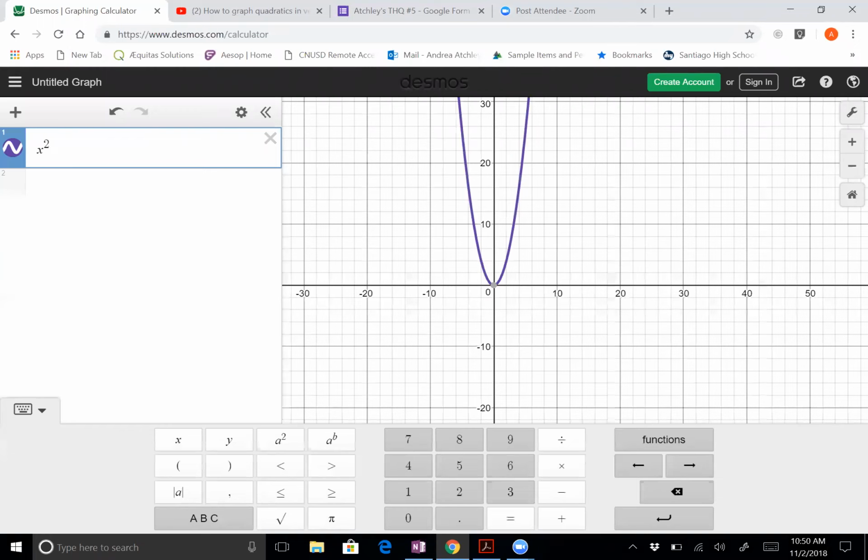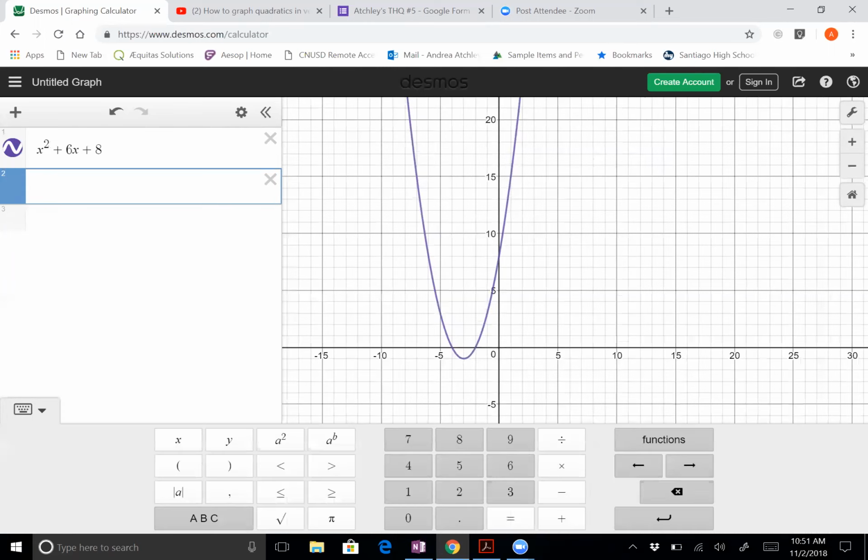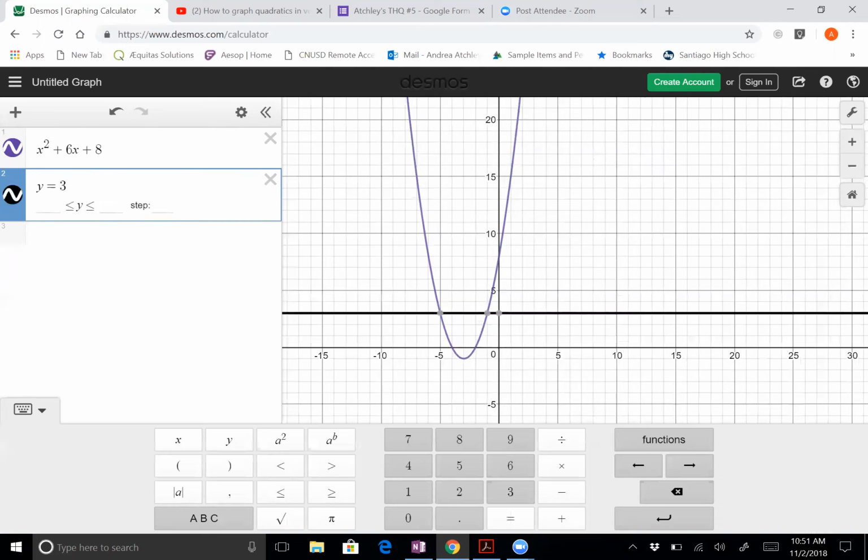Okay, x squared, then plus, is it 6x plus 8? And it graphs the parabola for us. Isn't that nice? Okay, and you can zoom in if you want to see a little closer. Then you're going to touch on the number 2. You want to write the second equation and enter y equals 3. And I'll graph that for you. Does that make sense?